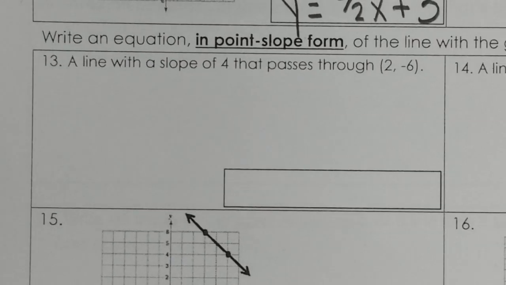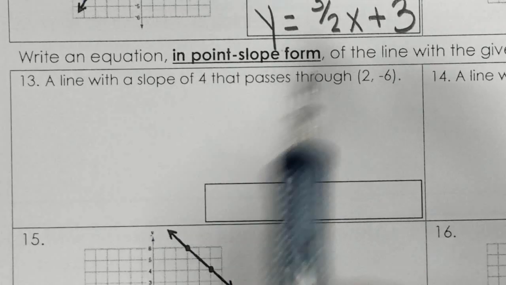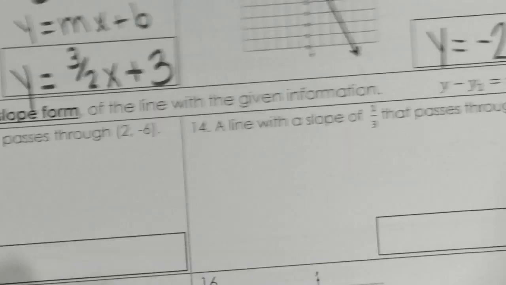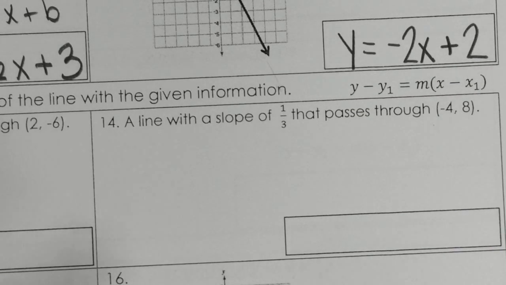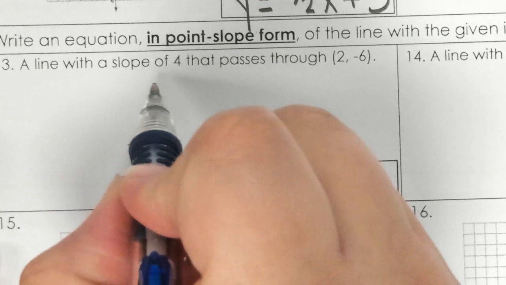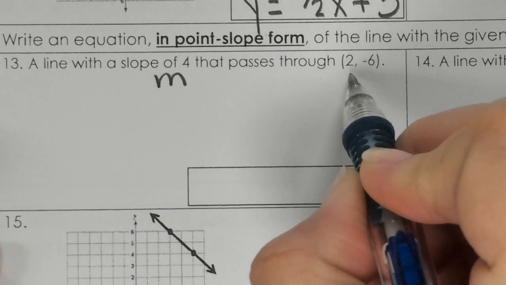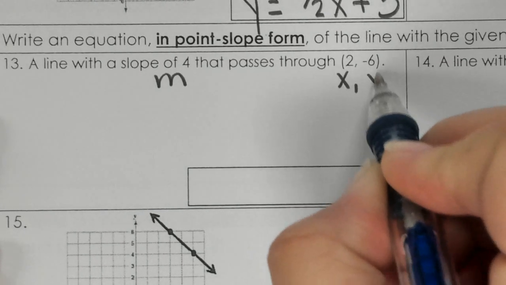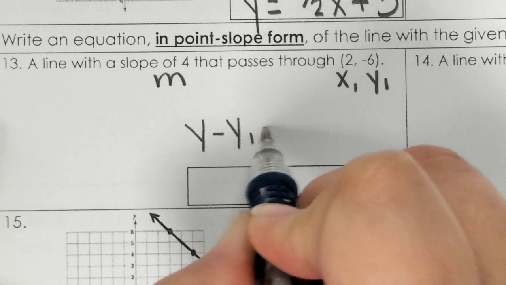For 13 through 16, for this category, we're putting all of the equations into point-slope form. So again, over to the side of the paper, I gave you the equation here, as well as it's on the front side of the review, and it would be the same thing for your test. So for 13, I have a slope of 4, and I have a known point, which I label x1 and y1. So the formula that's written there on the paper for you looks like this.